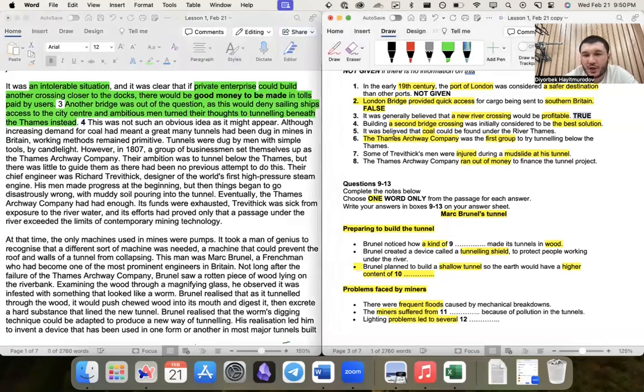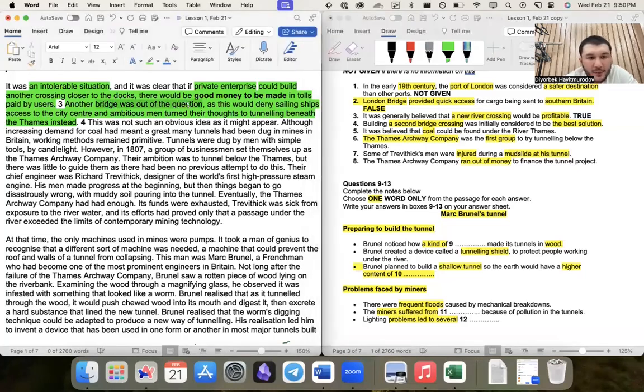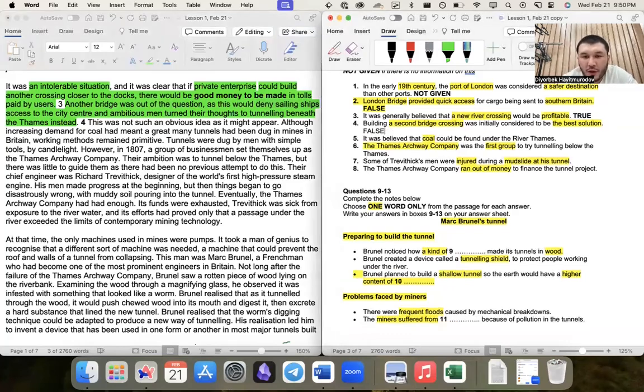Building a second bridge crossing was initially thought to be the best solution. Not given, false, no, false. No, it's false exactly because another bridge was out of the question. Out of the question means it was not even an option because there is a problem, because this would deny sailing ships. Sailing ships wouldn't be able to enter. So the answer is going to be what? The answer is going to be false. All right, number 4 is false.